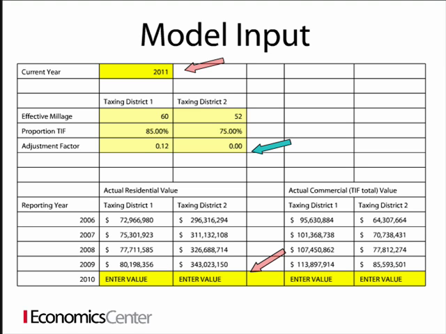Finally, the user also needs to enter in any appropriate district details, and potentially there are up to 3 details that the user needs to enter. The first, of course, is the effective millage in each district. If there are TIF properties in the district, then we need to know what share of the property falls under the TIF. And then the adjustment factor that you see here, which is that second source of flexibility for the model that we mentioned at the top.